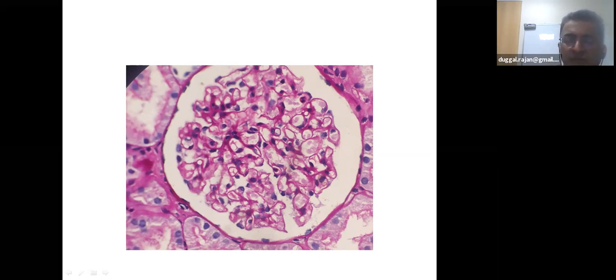My thought process would have been, if this is clinically SLE with this kind of a normal morphology, there are only two possibilities, because I'm not seeing any endocapillary proliferation. I'm not seeing any MPGN pattern. So it is unlikely that this is a proliferative lupus.